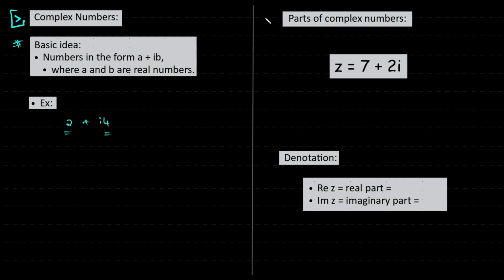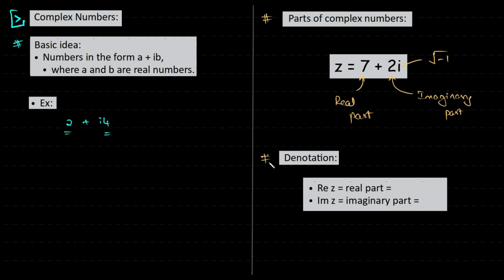So when we talk about parts of a complex number, this is your real part. That would be your imaginary part. Sorry, not that. The number, it's called the imaginary part. And i is your root of -1.